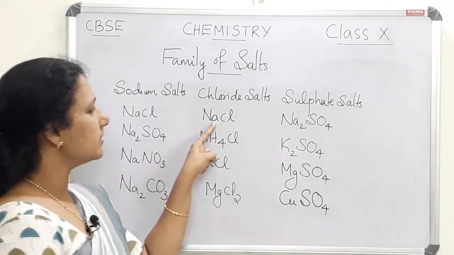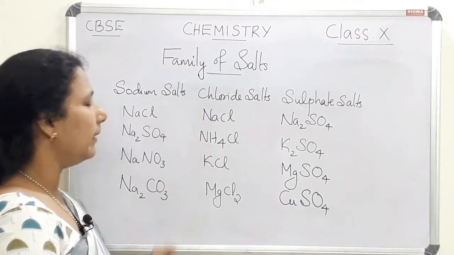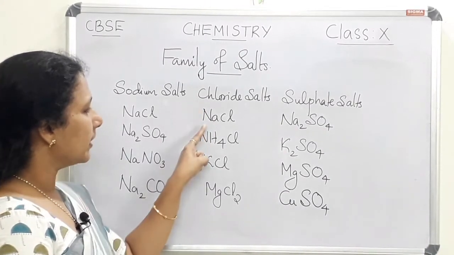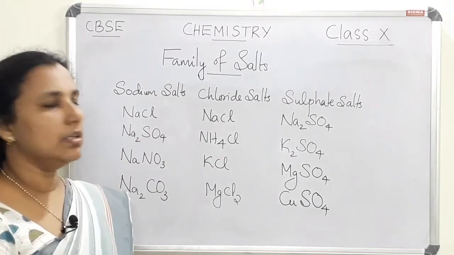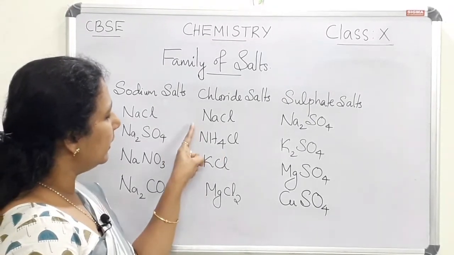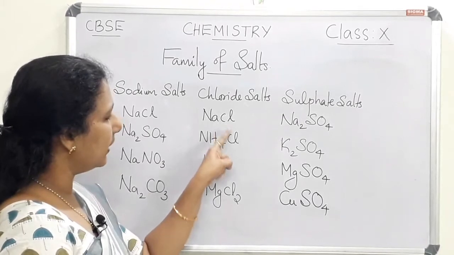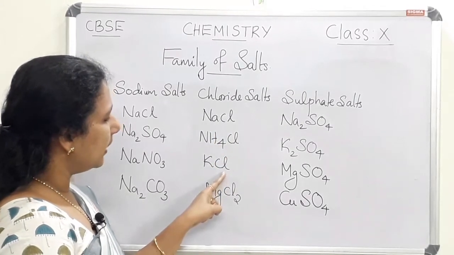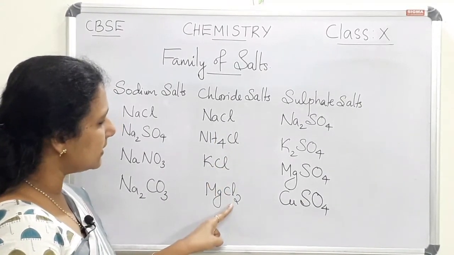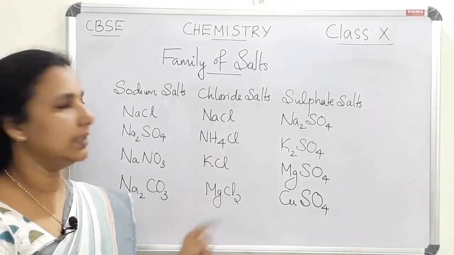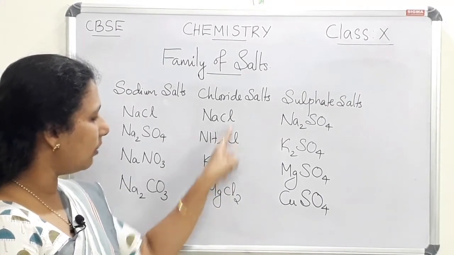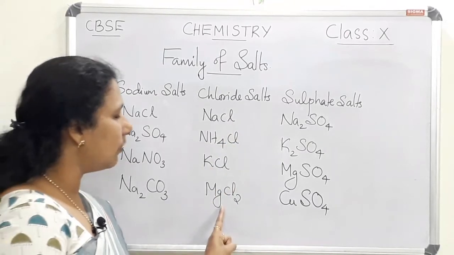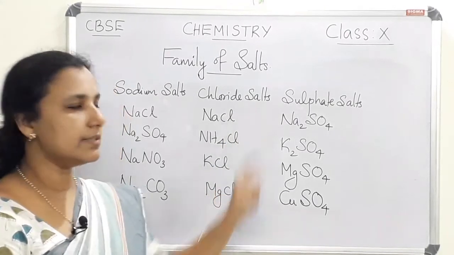Here these are under the chloride family, or chloride salts. How do we identify these? In order to find the family, we have to find the similarity in the positive radical or negative radical. In this case, the negative radical is the same. Chloride is the negative part in all these cases, so these salts come under chloride salts.